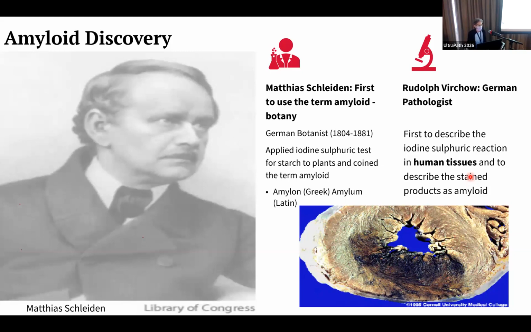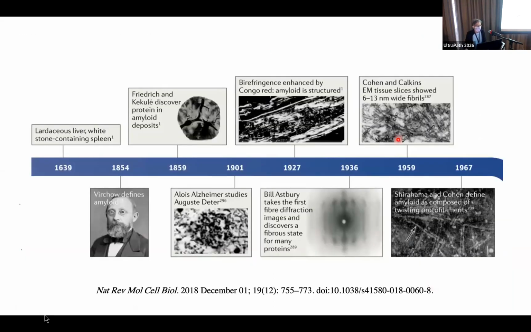Can't start an amyloid talk without talking about Dr. Virchow and Dr. Schleiden, who in botany and human tissue were first to identify this starch-like material in plants and human tissues. They used the Lugol's iodine stain, which is iodine and sulfuric acid, which sometimes I do at gross autopsy conference, and it's kind of, ooh, but we don't do that anymore. But that's how amyloid was first identified. Here's the picture of Dr. Virchow. I didn't want to leave him out.